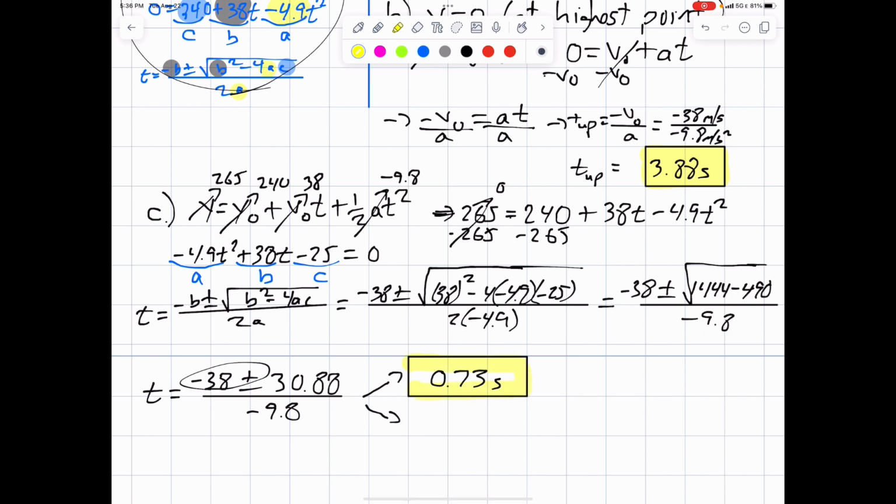We have two solutions here. Quadratic equations can yield one solution, two solutions, or two so-called imaginary solutions, which is not really a part of this class. Now the second one: negative 38 minus 30.88 is negative 68.88, divided by negative 9.8, and that's about 7.03 seconds.